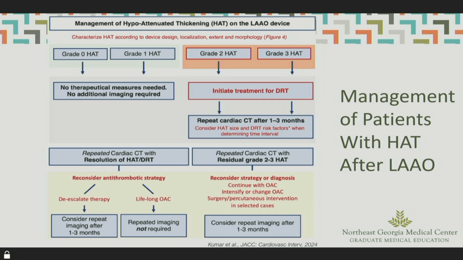But if you have these high-grade, grade 2 or grade 3, it's recommended to initiate treatment for device-related thrombus, and you want to repeat the cardiac imaging in about 1 to 3 months to see if it has resolved. If it has resolved, you can de-escalate therapy and either consider repeating another imaging study or not doing imaging. If a patient still has persistent device-related thrombus after 1 to 3 months, it's recommended to consider changing oral anticoagulation.